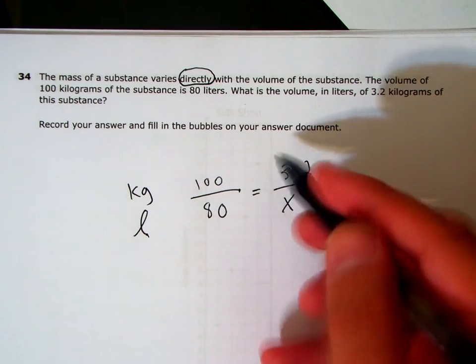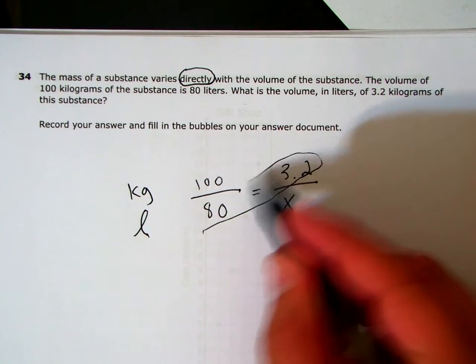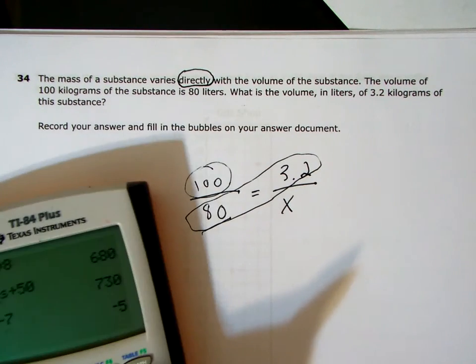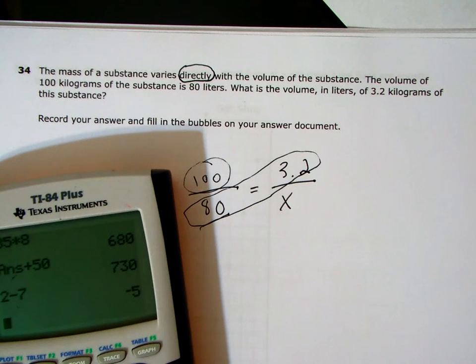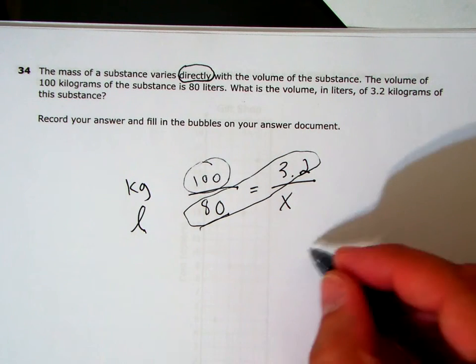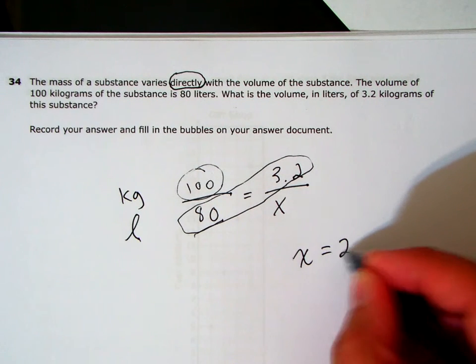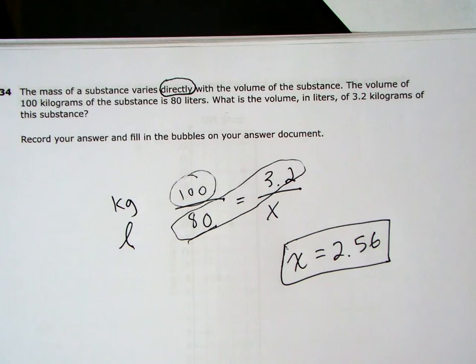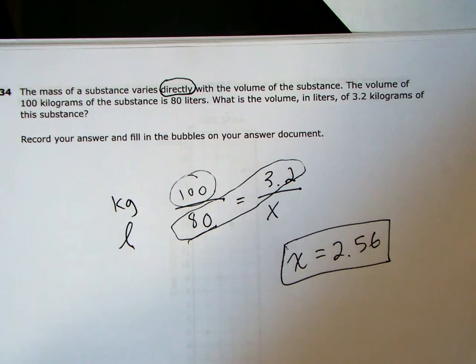3.2. So we're going to cross multiply. So this one times that one divided by what? 100. So 80 times 3.2 divided by 100 gives us what? X equals 2.56. Right?